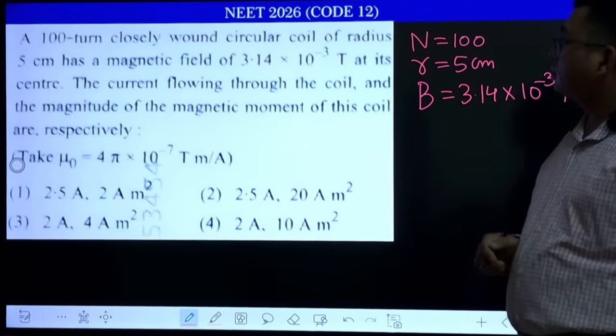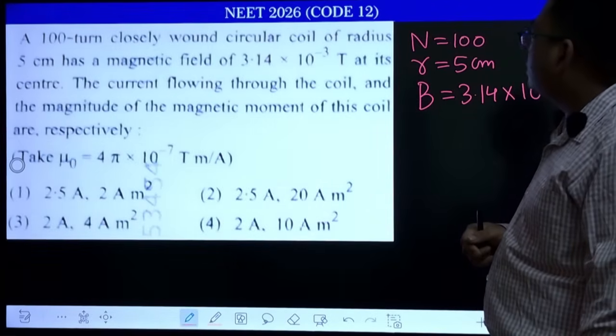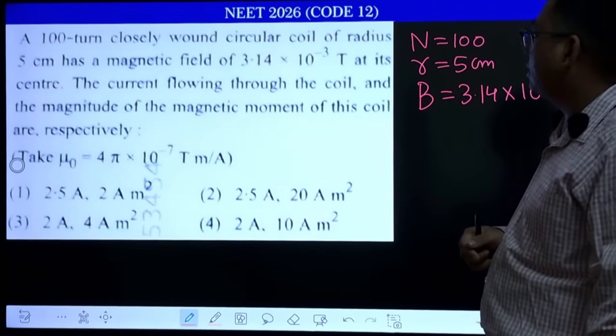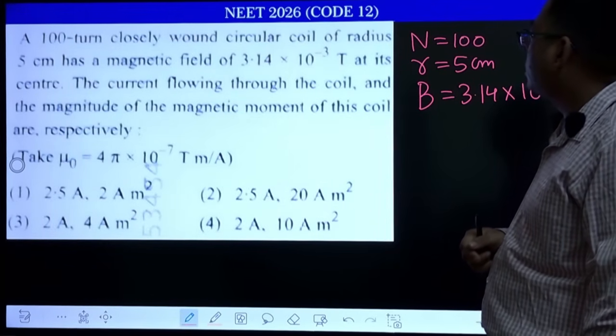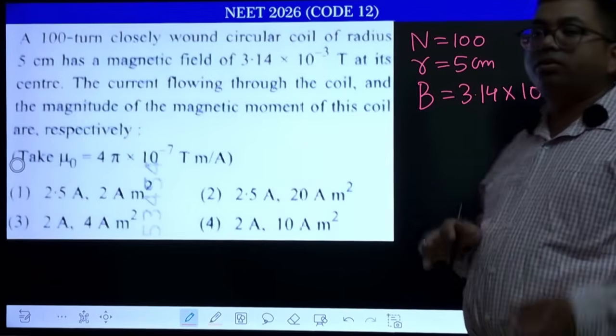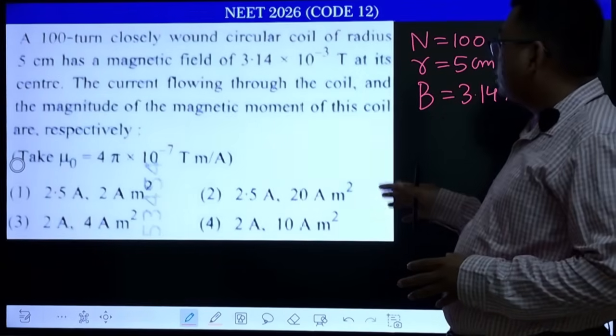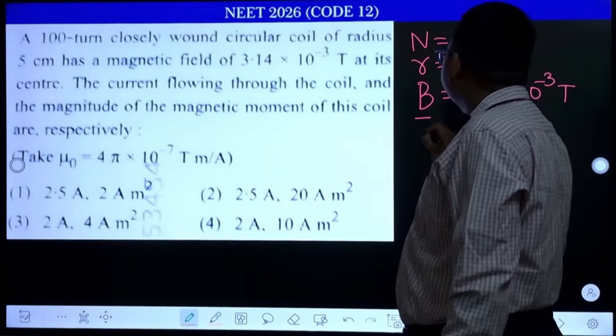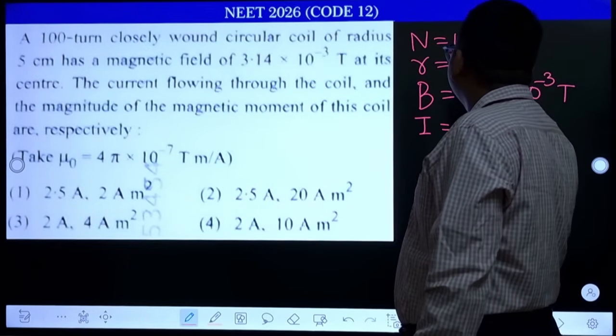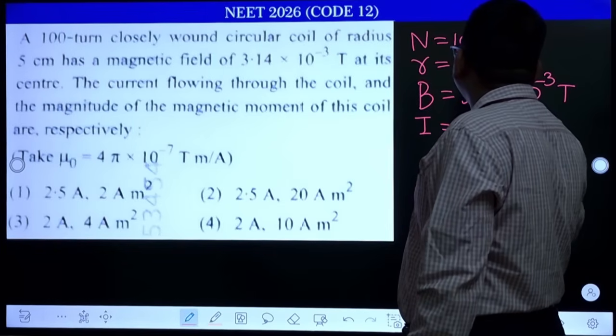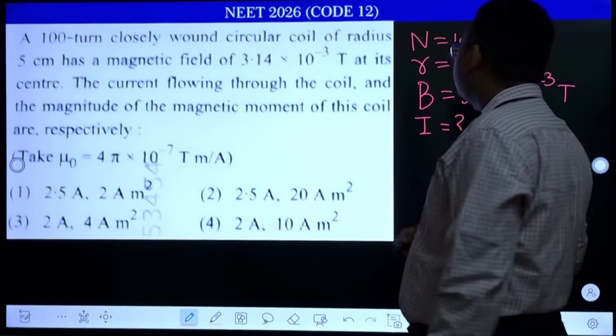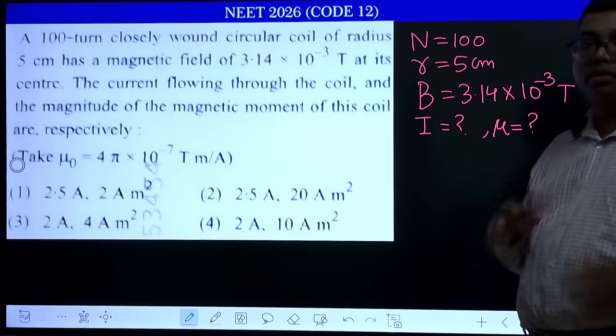Okay, at the center, the current flowing through the coil and the magnitude of magnetic moment of this coil are. So we need to calculate the current and the magnetic moment. We need to calculate I and magnetic moment. Two things we need to calculate, correct? So let us calculate that.